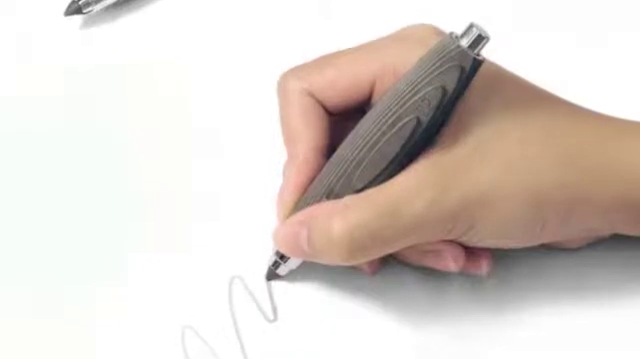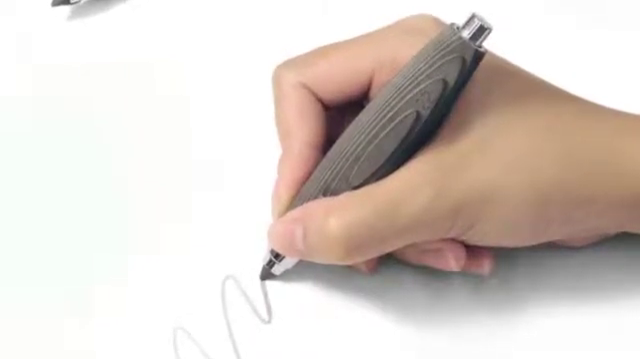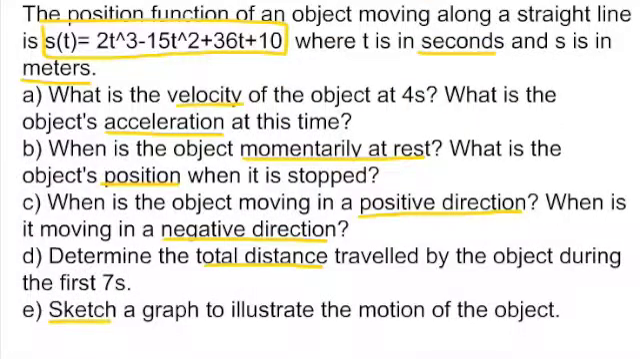Part E is asking us to sketch a graph to illustrate the motion of the object. In order to sketch a graph, we will need to determine the starting position as well as the distance and times of each of the turning points. This means that we will need to solve for the distance when t is equal to 0 seconds, 2 seconds, and 3 seconds, just like we did in the previous question.